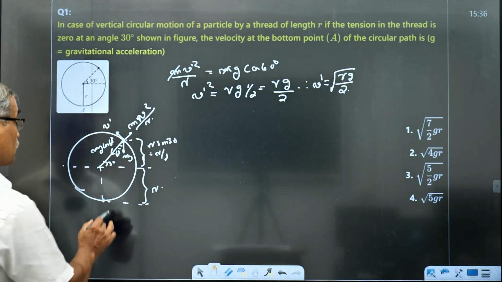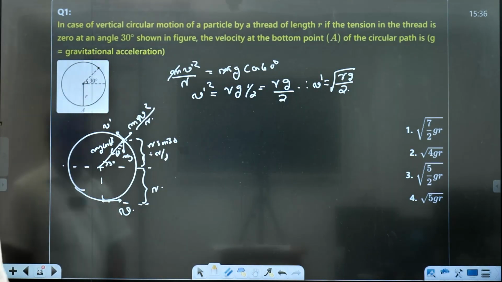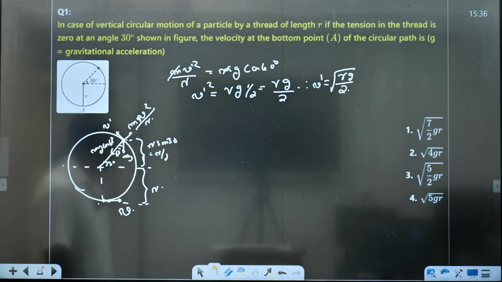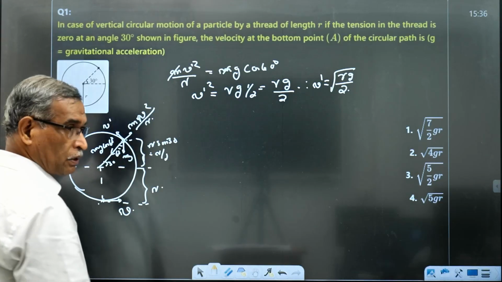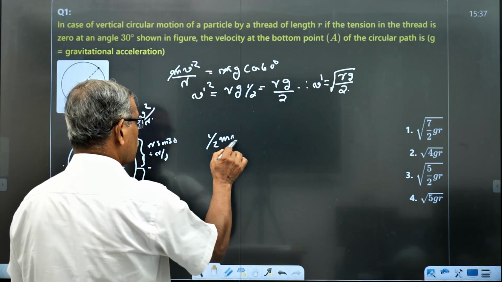What is the velocity here? Here the velocity, say, is v. The total energy here and the total energy here must be the same by energy conservation. Here and here the total energy must be the same. Here the total energy is pure kinetic, half mv squared.